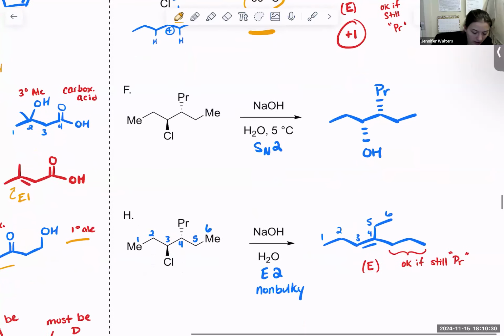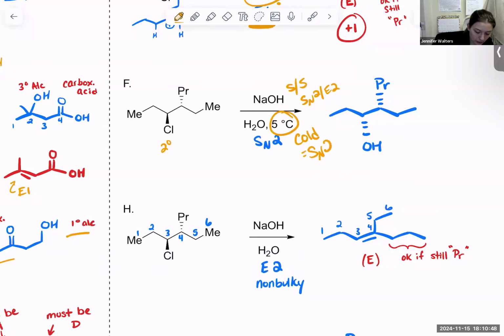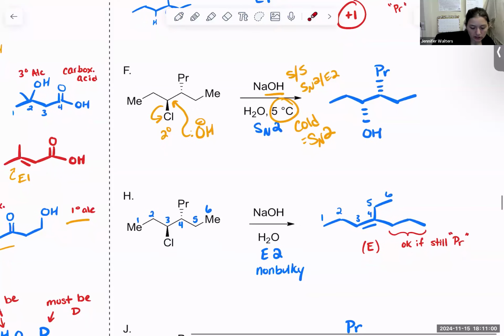Looking at F and H. So F, I now see that it is the strong nucleophile, strong base. And again, that tells me SN2 or E2. I see the secondary leaving group. Again, SN2 or E2 doesn't help me. Cold tells me I'm doing SN2. So SN2 means I need to have that hydroxide do the backside attack, kicks out the chlorine. So you end up with the dashed alcohol on that carbon. Everything else stayed exactly the same, and you just need to have that inverted stereochemistry on that carbon.